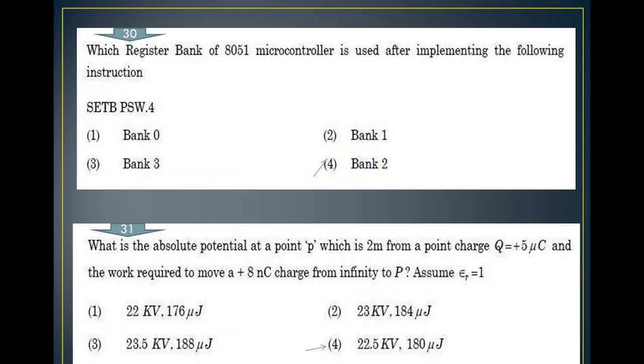What is the absolute potential at a point P which is 2 meters from a point charge Q of plus 5 microcoulomb, and the work required to move a plus 8 nanocoulomb charge from infinity to point P? Assume epsilon r equal to 1, and the correct option is fourth, that is 22.5 kilovolt and 180 microjoule. Next question.